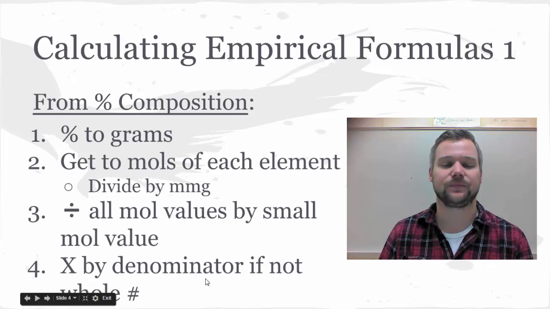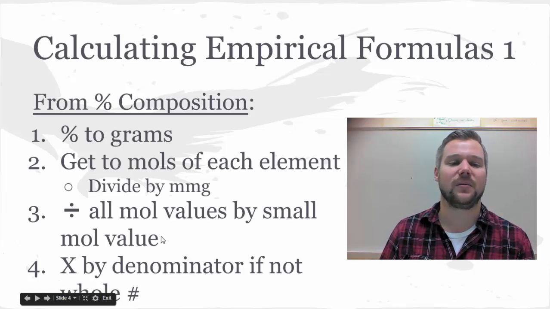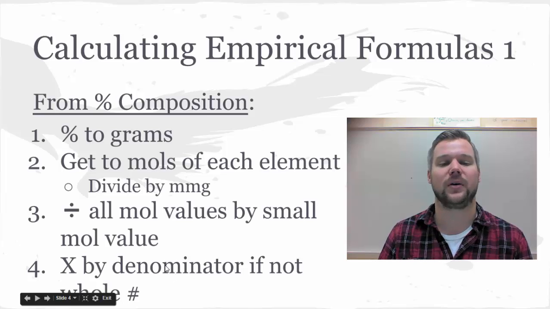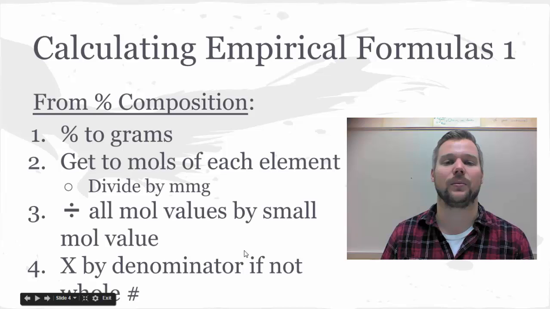And then finally, if you happen to be in regular chem or honors chem, you might have to do step number 4. If after step 3 you don't get whole numbers, you might need to take that decimal value that you got from step 3 and say, how could I write this as a fraction? So like let's say it's 3.5, so that'd be 3 and 1/2. That 2 on the bottom is going to be your denominator that you multiply. You multiply all of your answers to number 3 by that 2, and that'll give you whole numbers.